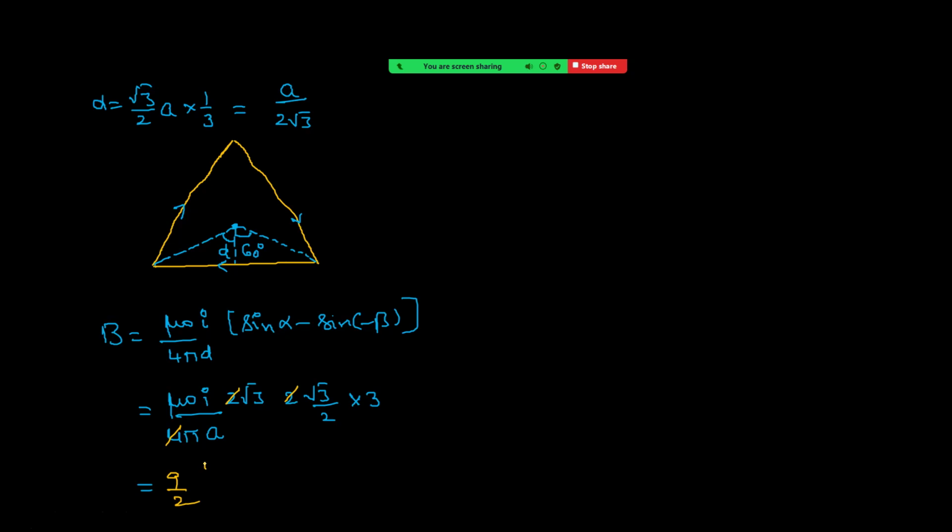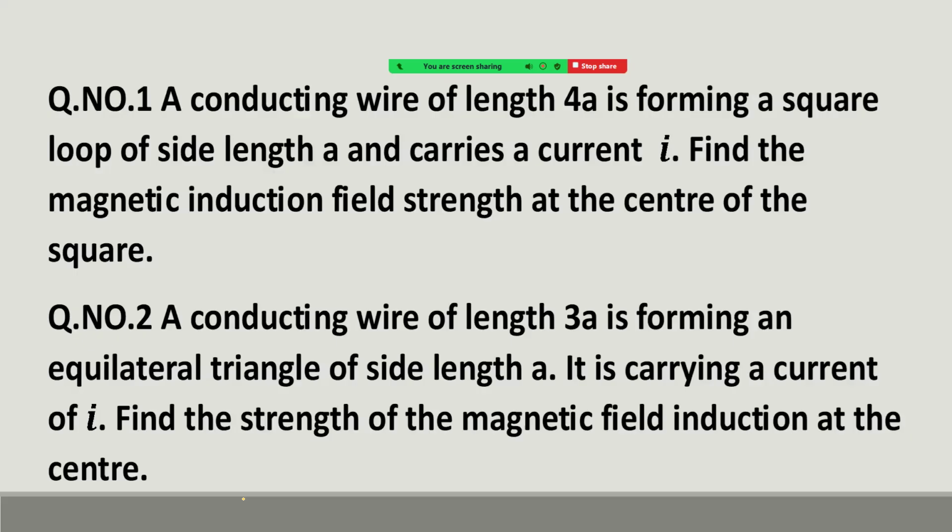And the remaining is now mu naught I by pi A, right? So 9 by 2, mu naught I by pi A, right? Let us see the next problem.